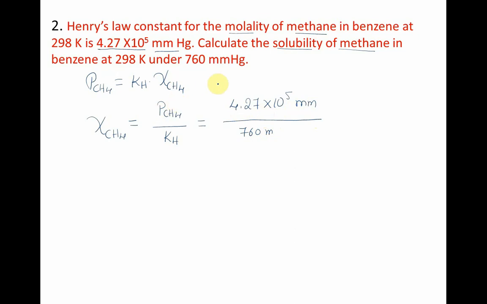Sorry, I have written wrong. One minute, I'll make it perfect. Sorry, 760 mm of Hg divided by Henry's constant, which is 4.27 into 10 to the power of 5 mm of Hg. What is the value you are getting? Finally, 1.78 into 10 to the power of minus 3. Hence the answer. Pause the video and note down the answer.